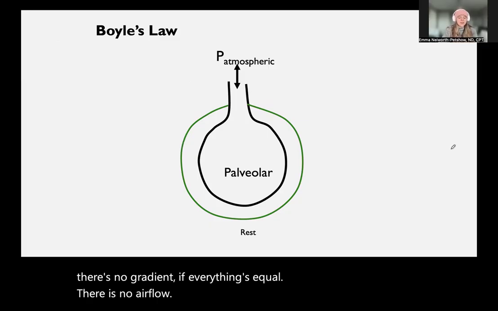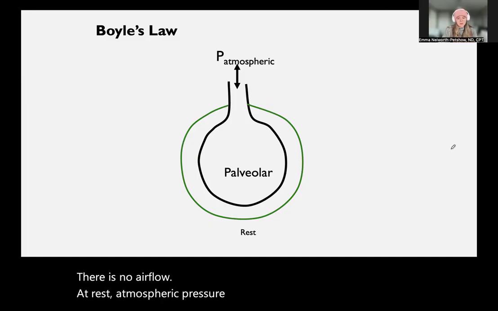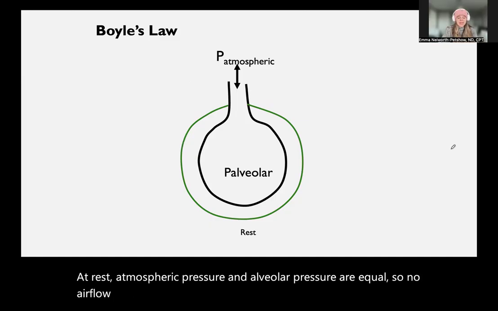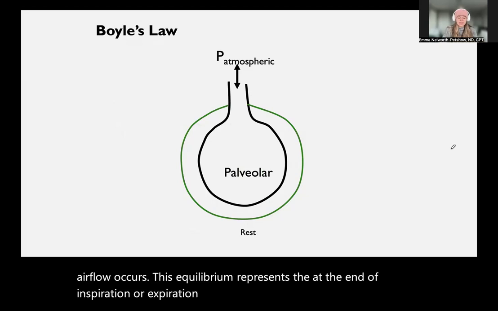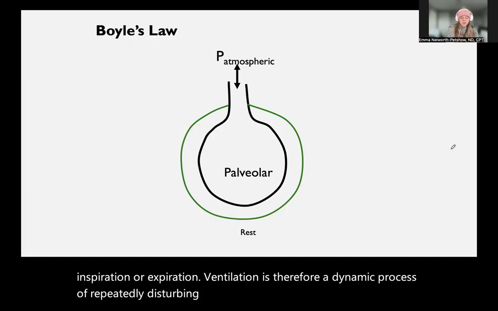At rest, atmospheric pressure and alveolar pressure are equal, so no airflow occurs. This equilibrium represents the end of inspiration or expiration. Ventilation is therefore a dynamic process of repeatedly disturbing and reestablishing equilibrium through volume changes.